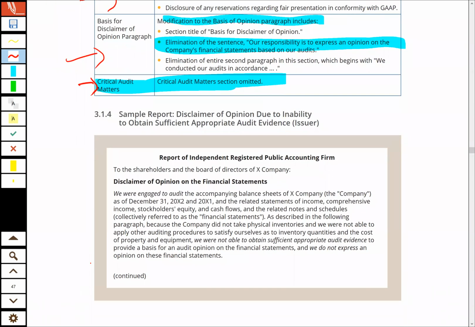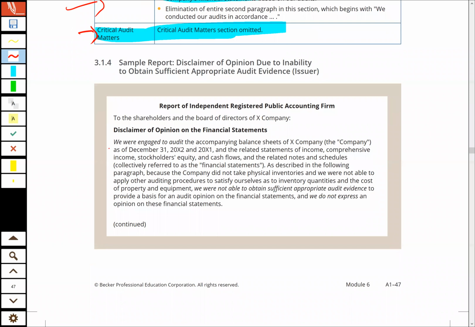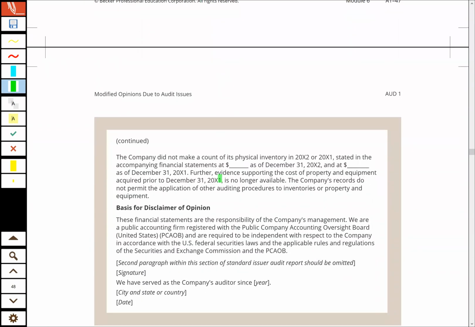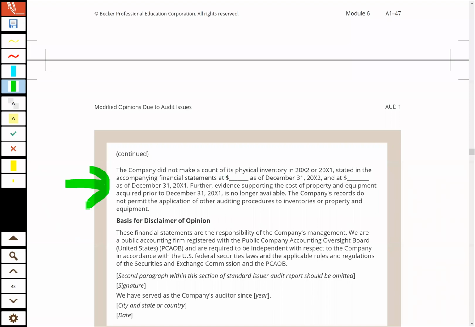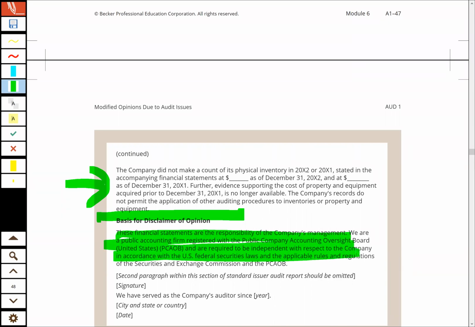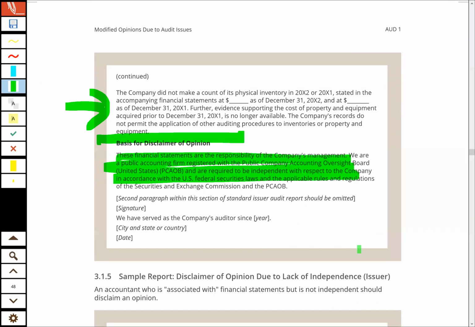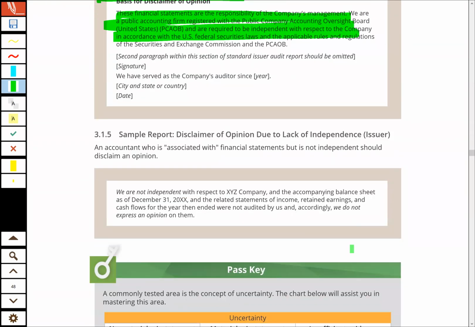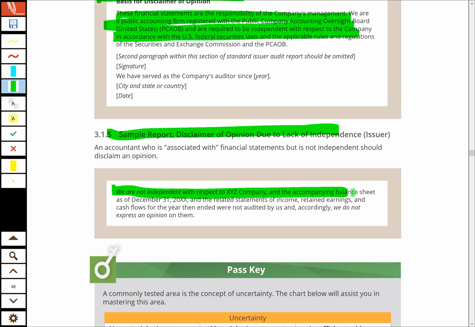Okay. And when you look at the disclaimer, notice we say we were engaged to audit. There's our disclaimer. We do not express an opinion on the financial statements. Okay. When you come to the basis, the reason that you are disclaiming, the basis for the disclaimer, what was it that you weren't able to do? PCAOB says we're supposed to do these things, we weren't able to do them. Okay. If you're not independent, just say you're not independent and don't say a whole lot more. Okay.